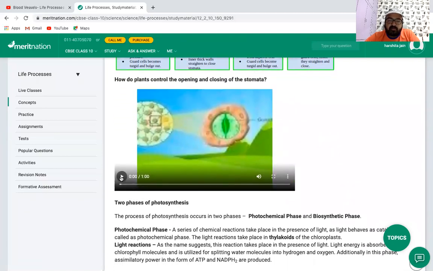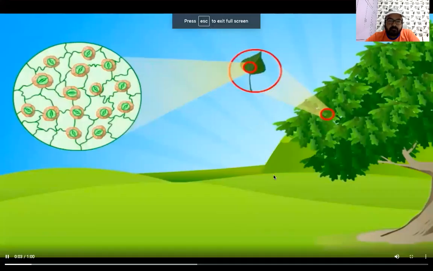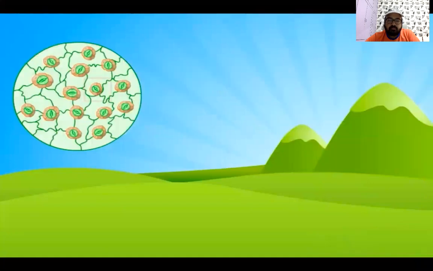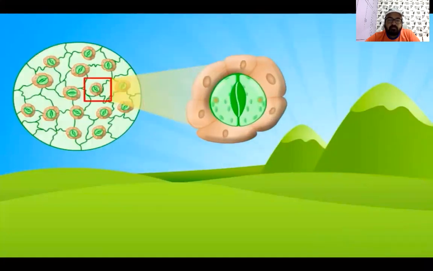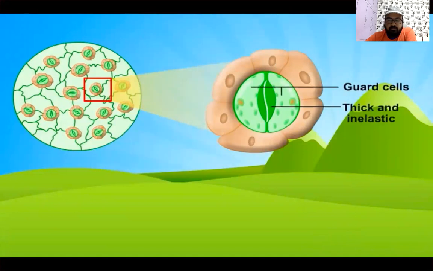And there's our video. Check this. Do you recognize this figure? Well, it represents stomata, which are tiny pores present mainly on the surface of leaves. As you can see on the screen, the opening of stomata is surrounded by two distinct epidermal cells known as guard cells. You all know this. The opposing inner walls of the guard cells are thick and inelastic, while the remaining walls are thin and elastic.